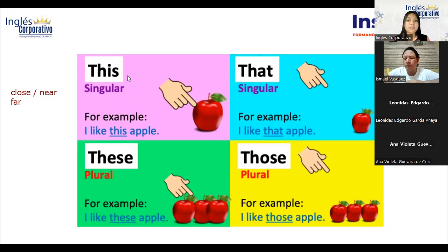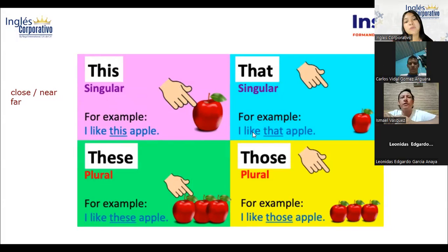Yeah? This and that. And we have two examples. I like this apple. You see the hand is touching. Is near. Now we have this one. I like that apple. You see the hand is far. Yeah?